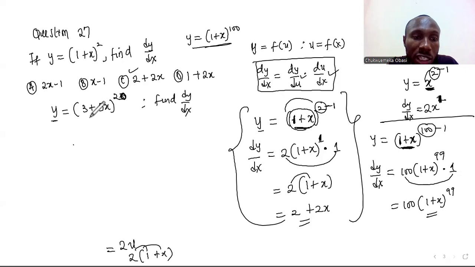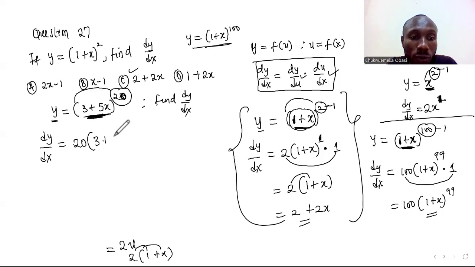You can see that y is expressed in the form of x, so we can differentiate y with respect to x. Now you think of this as a variable, so this 20 is going to multiply this. So we have 20 times 3 plus 5x. Then remove 1 from 20, that is remaining 19. And the next thing to do is to differentiate this inner function, I mean, the 3 plus 5x.